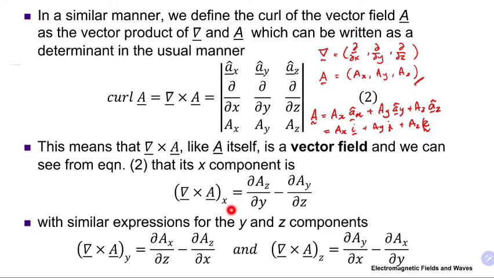The x component will be this times this, which is del A z over del y, minus this times this, which is del over del z times A y. And then similarly you can do it for your y and your z by going through that determinant.